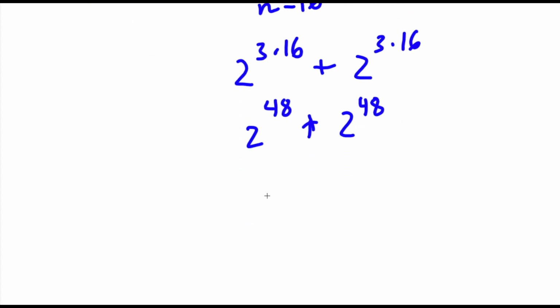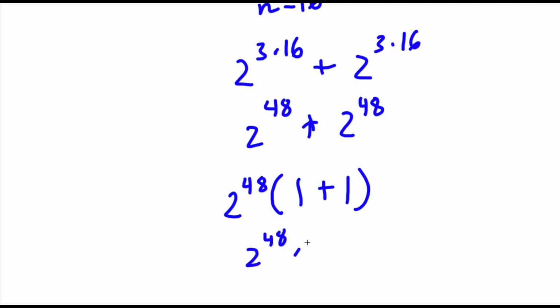Now, if I factor out 2 to the power of 48 from this, I get 2 to the power of 48 times. Now, 2 to the power of 48 divided by 2 to the power of 48 is 1, because anything divided by itself is 1. So I have 1 plus, again, 1. 1 plus 1 is 2, so I have 2 to the power of 48 times 2.